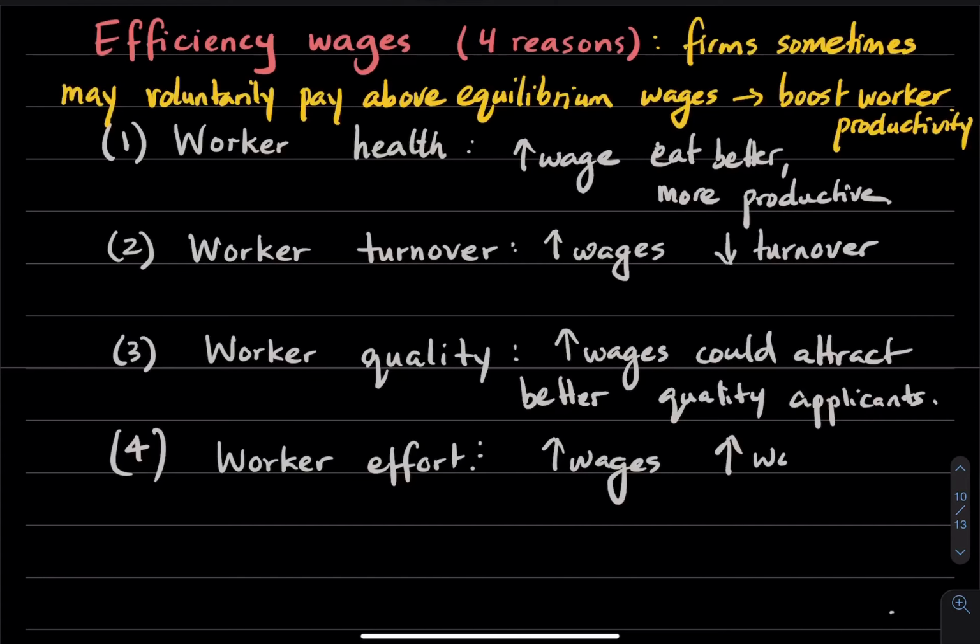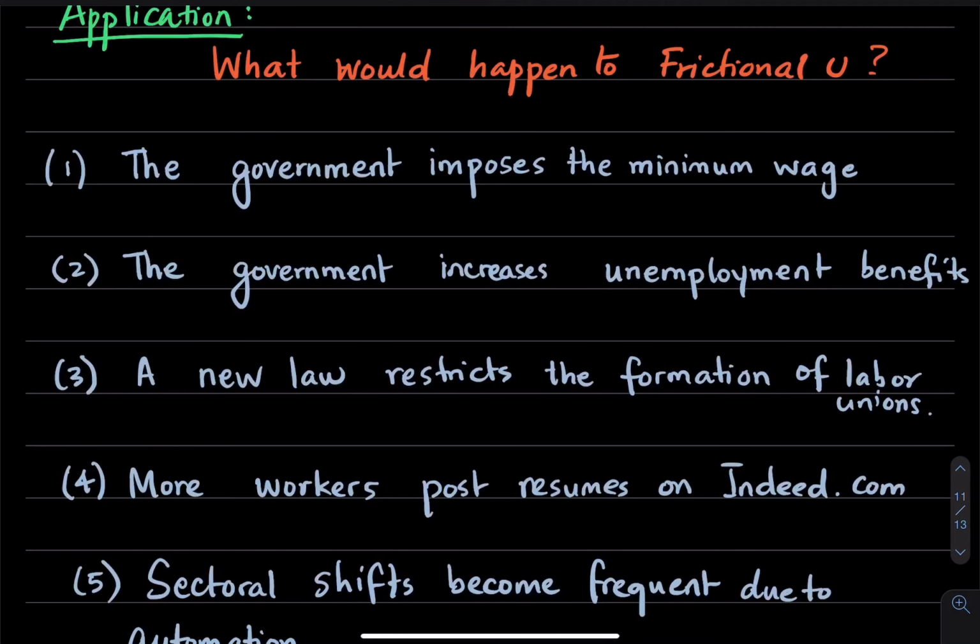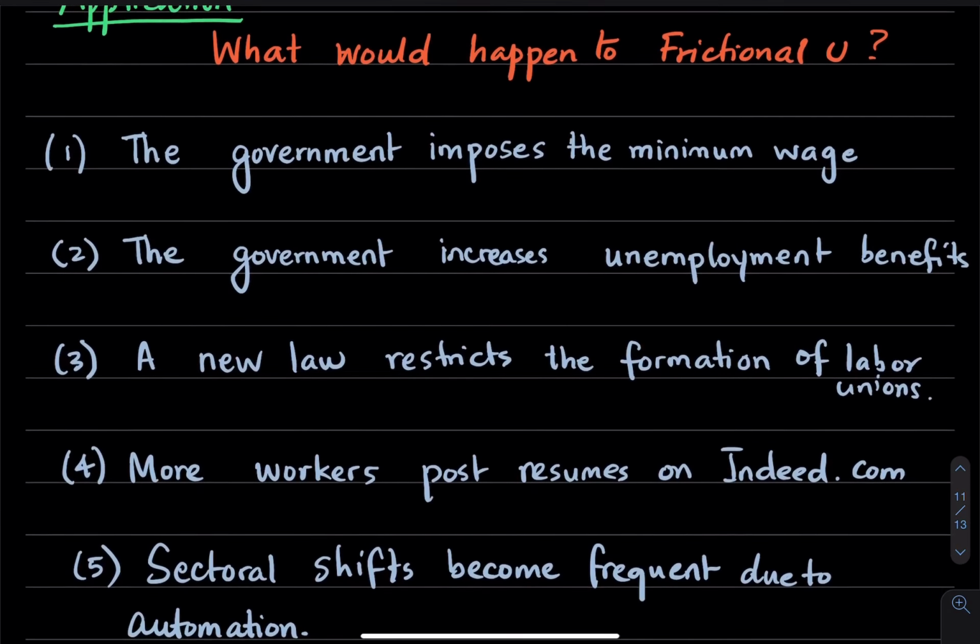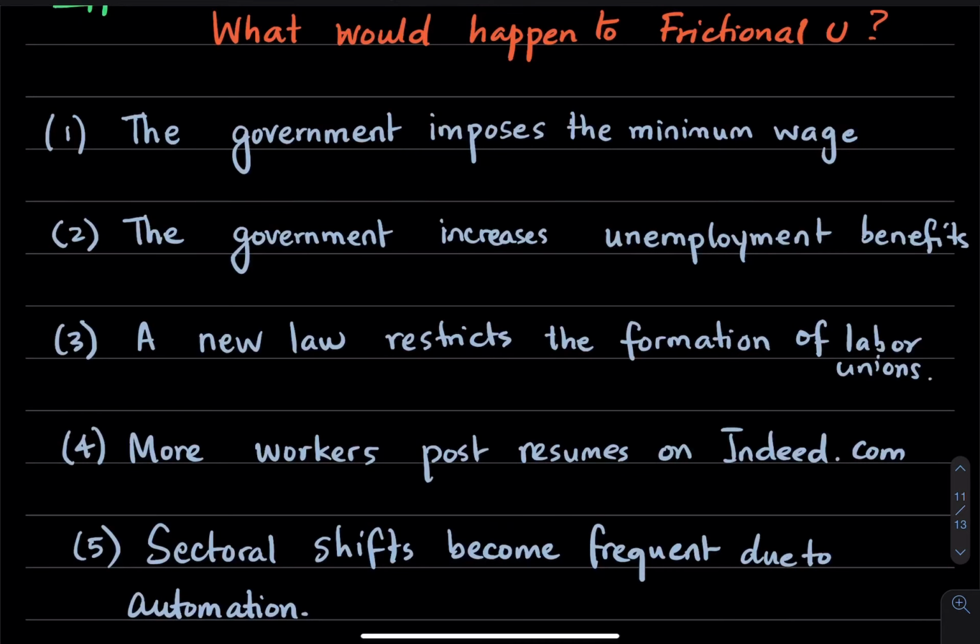Okay, the last thing we're going to look at is an application, and we want to think about frictional unemployment. This is a question not just on frictional, but you can also apply it to structural unemployment and think about unemployment as a whole. We want to look at different scenarios, and this is a good time to pause the video and work through these questions. In 5 scenarios, you want to ask yourself what would happen to frictional unemployment.